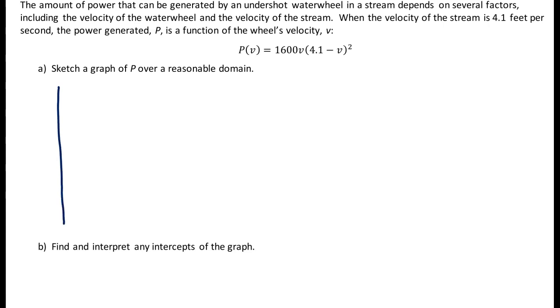So the reasonable domain part, velocity is our input. So we're asking about what values of V are reasonable. I would say velocity can be negative, but I don't think that makes sense here. Negative velocity implies going the opposite direction, and I don't think we're going to have our water wheel going backwards, basically going the opposite direction of the stream. So let's say we only want to see positive V values.